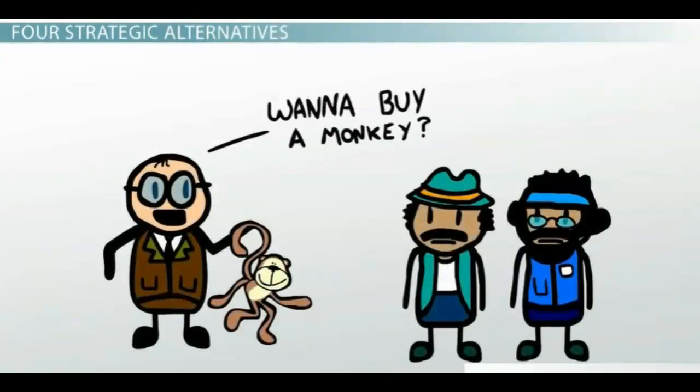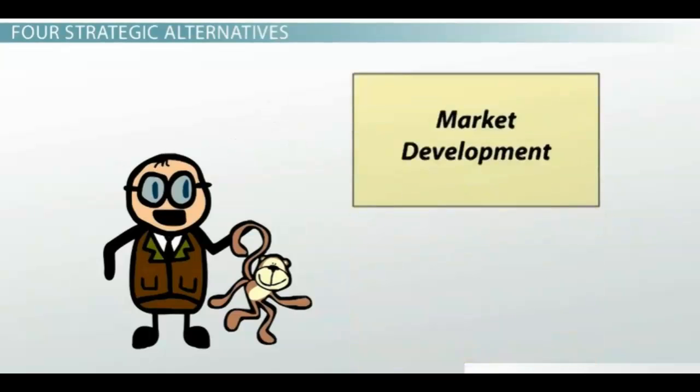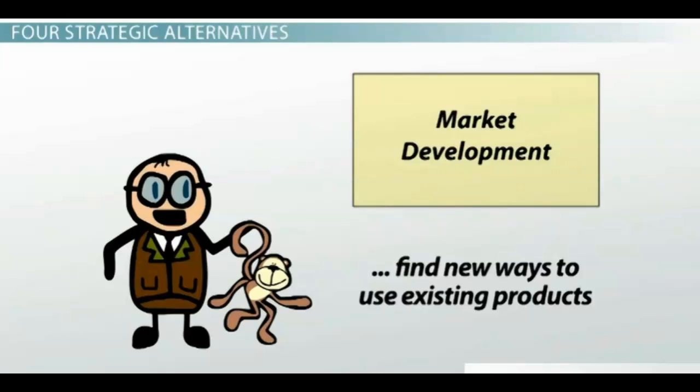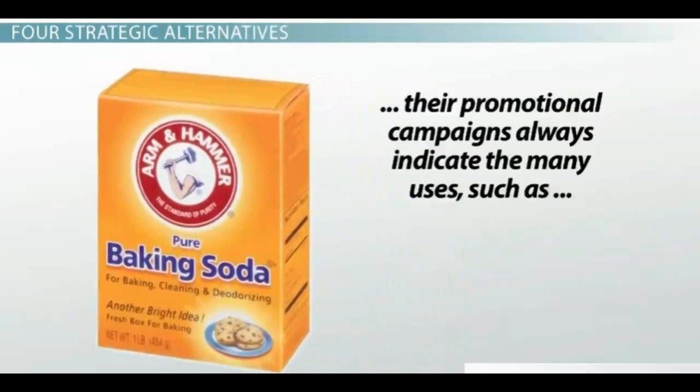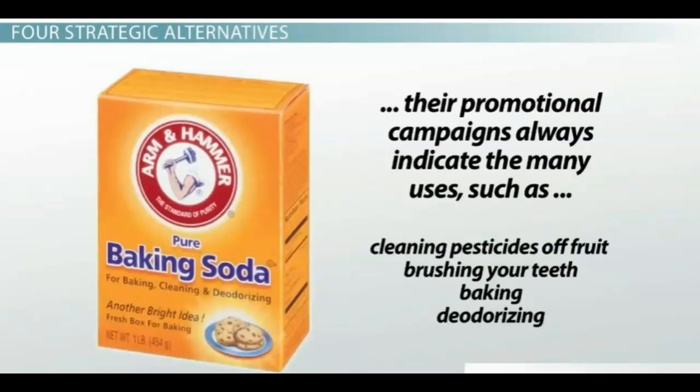Sometimes companies concentrate on developing a new customer base. They want to attract new customers to their existing product lines. This is called market development. One key way of achieving this is to find new ways to use existing products. A perfect example is Arm & Hammer baking soda. They constantly find new ways to bring in additional customers. In fact, their promotional campaigns always indicate the many uses, such as cleaning pesticides off fruit, brushing your teeth, baking, deodorizing, etc.